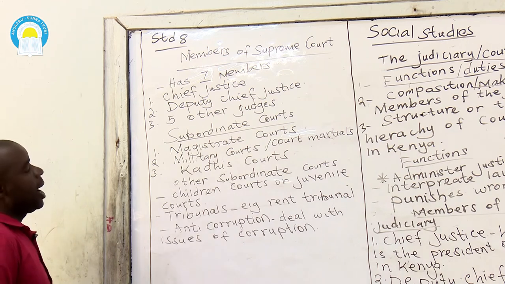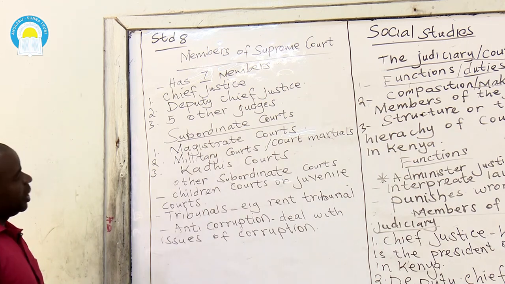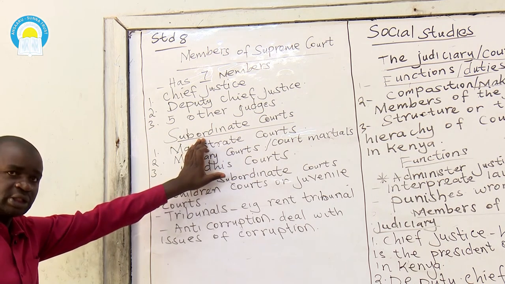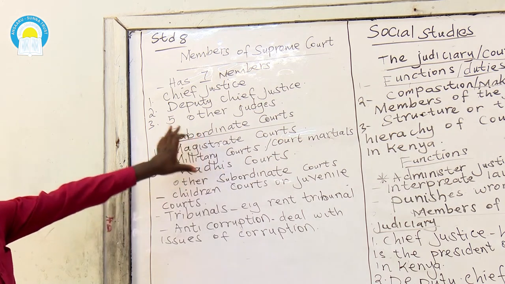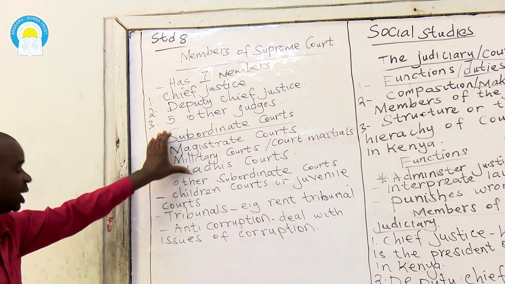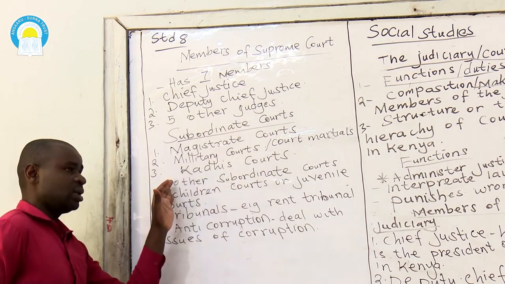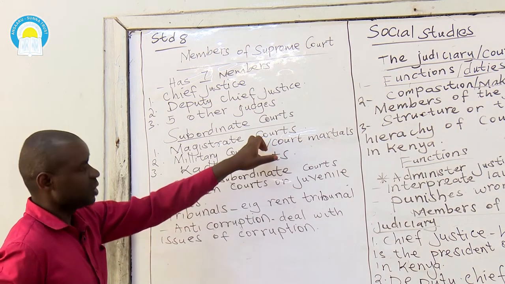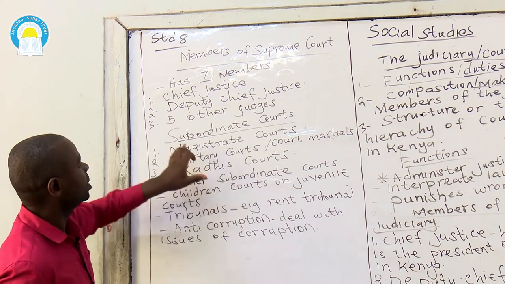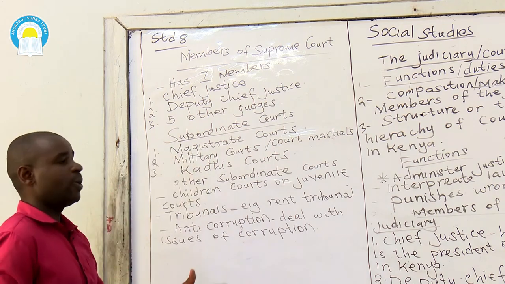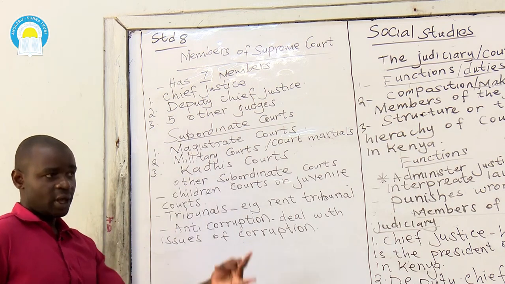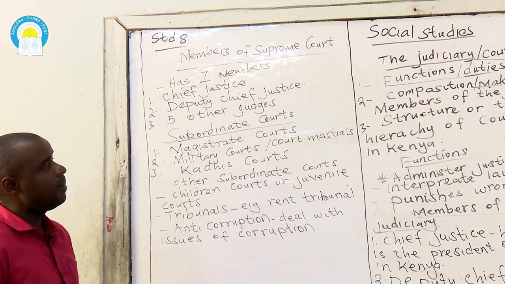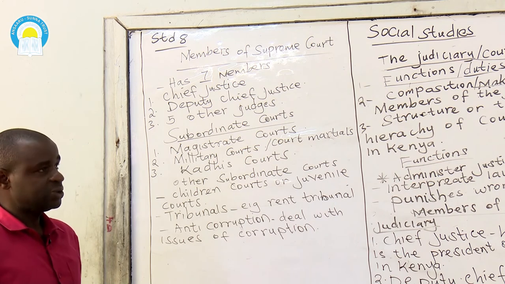So on that note, I think I'm very clear. I've covered the subordinate courts, where I've said that the highest is the magistrate court. Just before I forget, I want you to know that we also have the hierarchy of the magistrate courts in Kenya. That one we shall discuss another day. But from top, we have the chief magistrate court, we have the principal magistrate court, we have the senior resident magistrate court, and then we have the resident magistrate court.